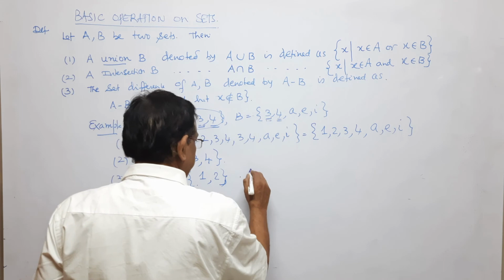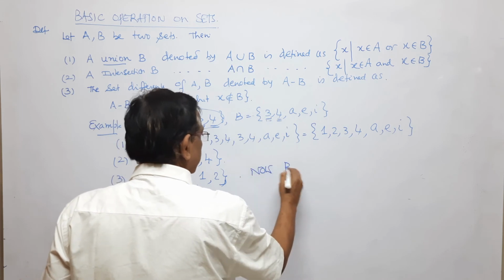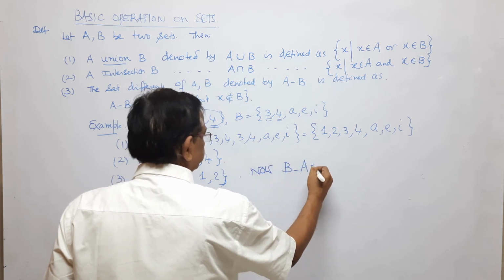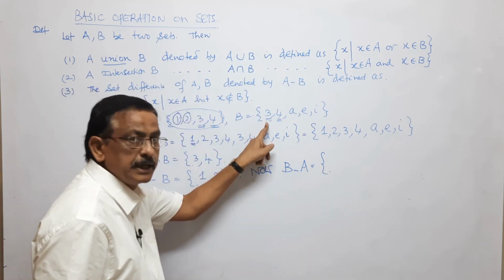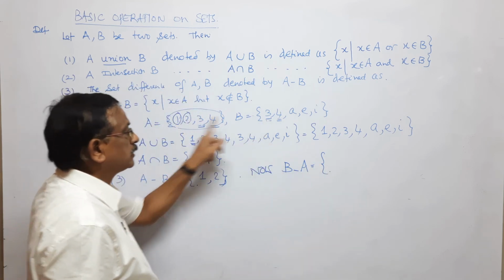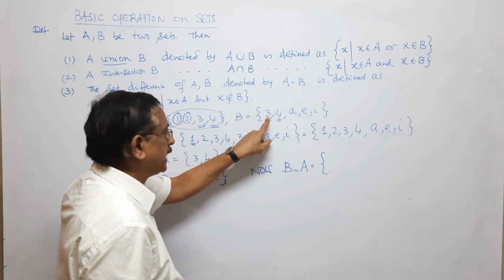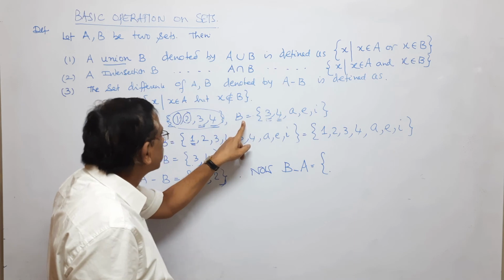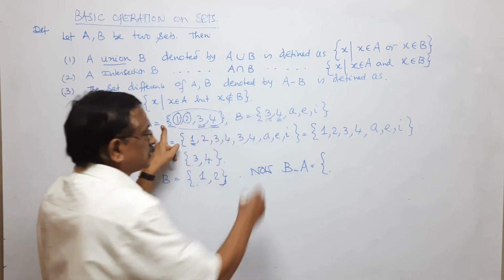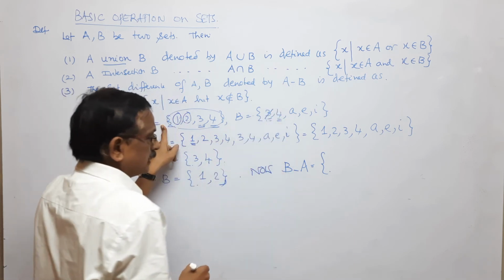Now what is B minus A? Let us see. What is B minus A? It should be in B. It should not be in A. So B, what about B? 3 is in B. 3 is in A. So I cannot write down 3.